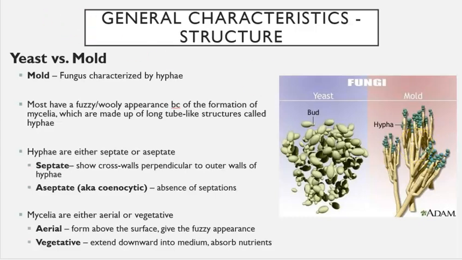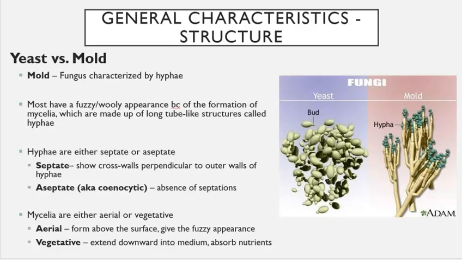Hyphae can be characterized as either septate or aseptate. Septate is where you will see cross walls perpendicular to the outer wall of hyphae, and we'll see this on the next slide. Aseptate or coenocytic are the absence of those separations, and again we're going to see that on the next slide. Also with molds, the mycelia or hyphae are either characterized as vegetative or aerial.